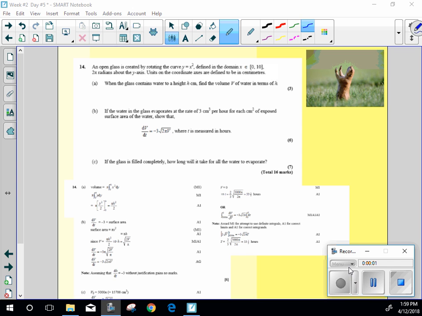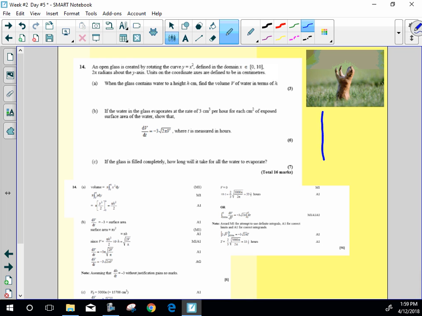All right, for number 14, are you ready to be impressed with yourself? This one looks like it's so impossible, but this is very doable. There's just a couple of things that will help you understand this one. One is you do have to start with a drawing.